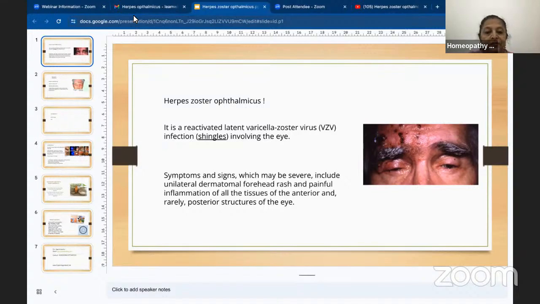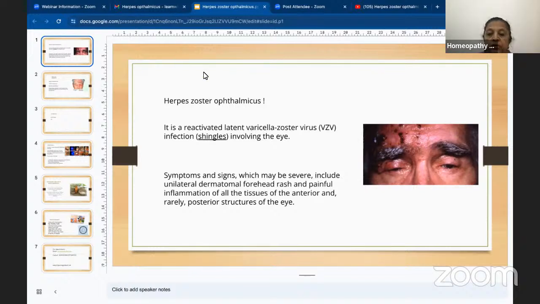Hello, everyone. So today's topic is about viral infection of the eye. In that also, there are viral infections like herpes simplex and herpes zoster. Today, the topic is herpes zoster ophthalmicus. So here, in case of herpes zoster in the eyes, how is it affected? Usually, it is a reactivated latent varicella zoster virus, which leads to infection in the eye.